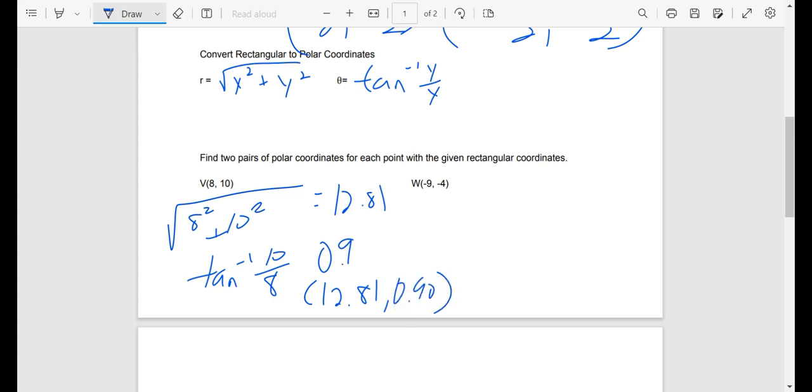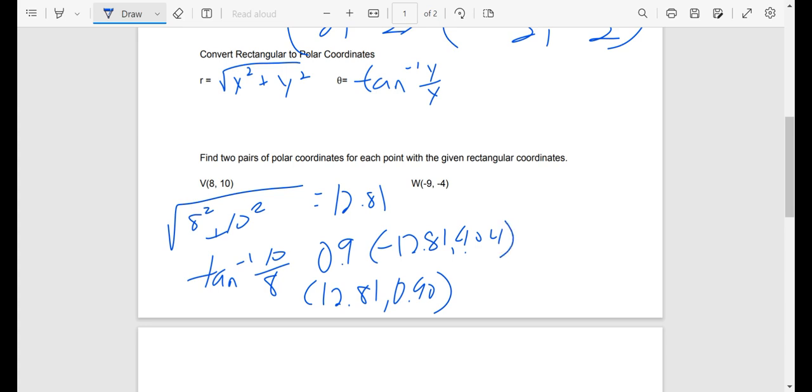And then to find another pair, just similar to what we did before, if you flip the r value, you can just add pi, or 180, depending on if it's in degrees or radians. We're in radians because it's 0.9, so we'll add pi, which will get us 4.04.